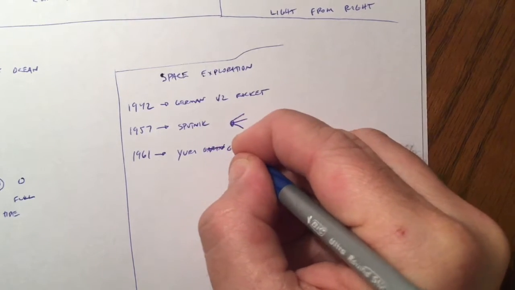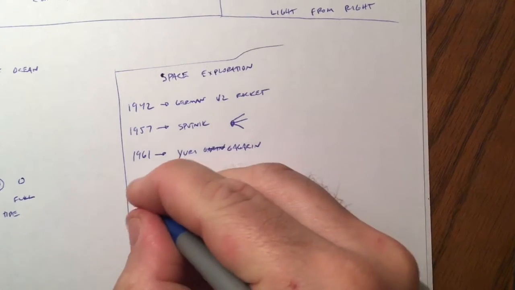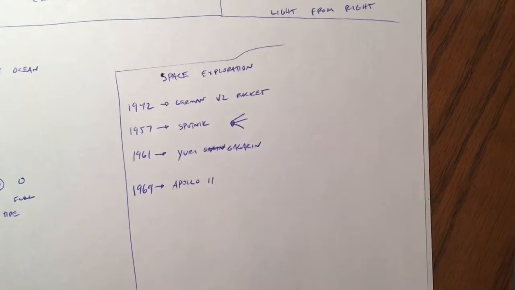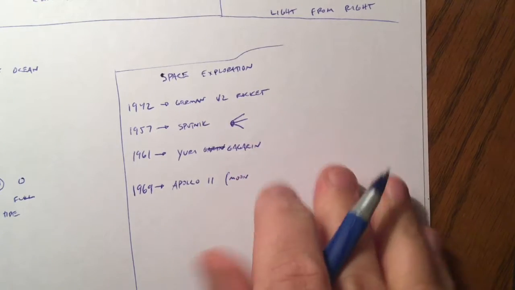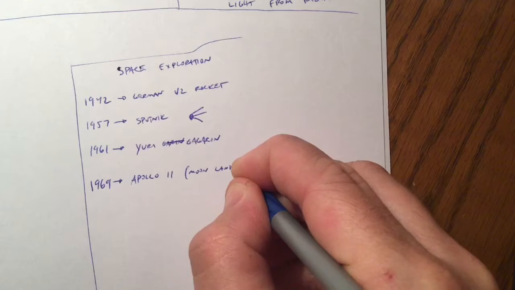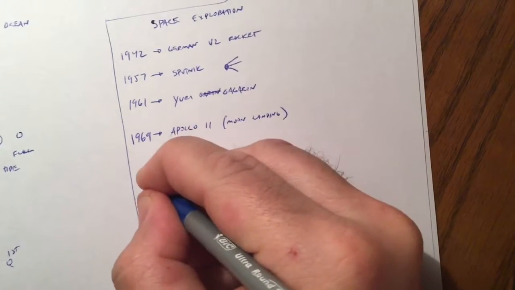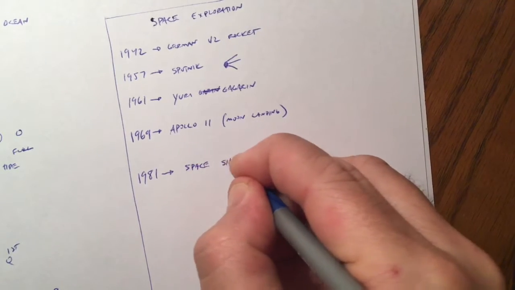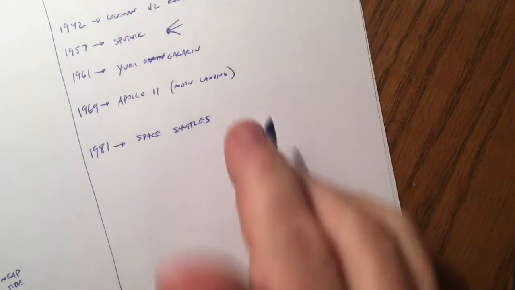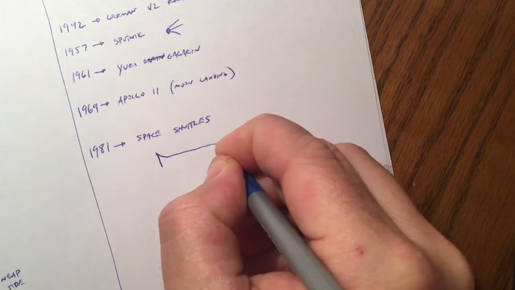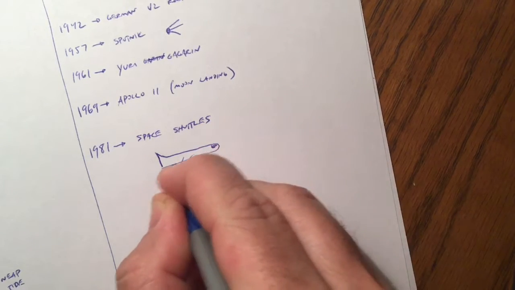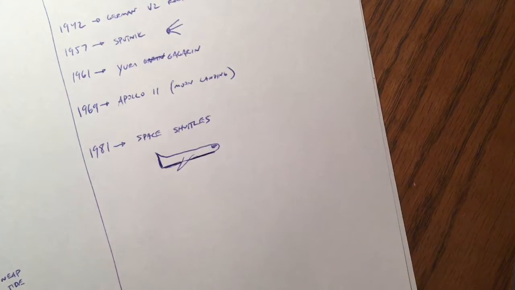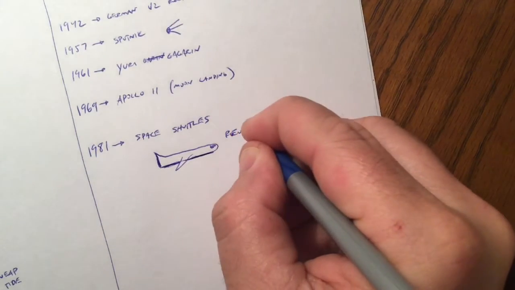I said Yuri Gagarin. 1969, we have the Apollo missions, or the Apollo 11 is the first moon landing. That's when the US won the space race. In the 80s, we started seeing space shuttles, and space shuttles were the first thing that was designed to be reused in outer space. It kind of looked like an airplane, but there are some special things about it, like these tiles on the bottom that allow it to come back in without getting destroyed. So space shuttles are reusable.